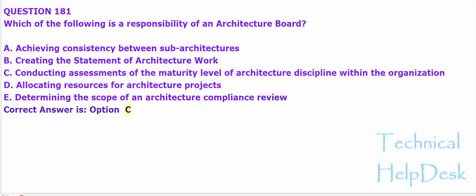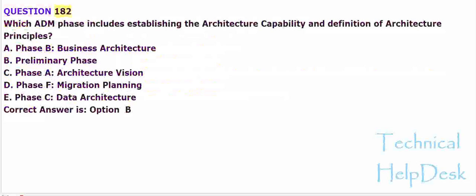Question 182. Which ADM phase includes establishing the architecture capability and definition of architecture principles? A. Phase B, business architecture. B. Preliminary phase. C. Phase A, architecture vision. D. Phase F, migration planning. E. Phase C, data architecture. Correct answer is option B.